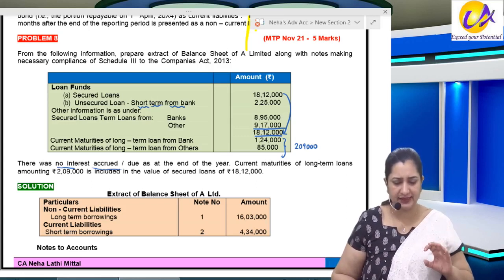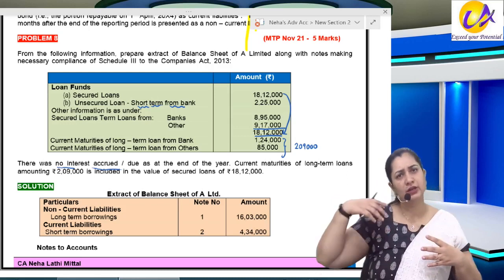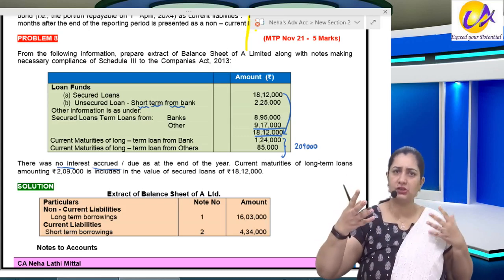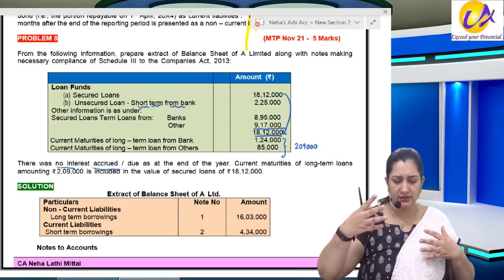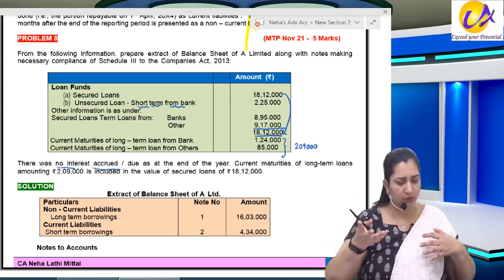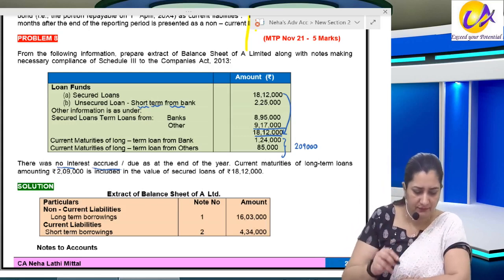So let us understand. First of all, two things will be there. One is going to be long term loans, one is going to be short term. Correct? So when I have long term loans, I have to see, and the short term borrowings, how much, we have to see that. So one by one let us understand.